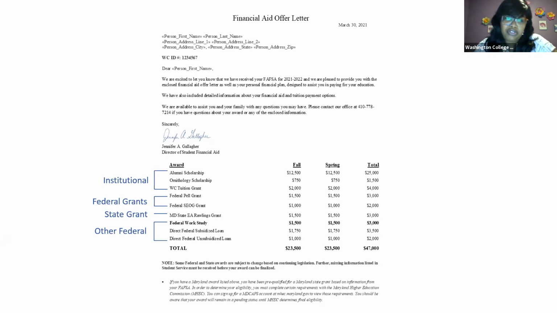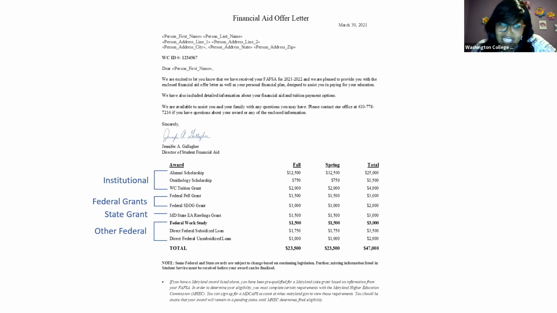Okay, what other institutional aid is your Washington College tuition grant? That is a need-based grant I talked about prior to this slide here. So this student, our example student, received $2,000 for the fall, $2,000 for the spring, and $4,000 for the year. Okay, that money is adding up. It's coming off that cost of attendance. That's what we like to see. Well, that's what the families like to see.